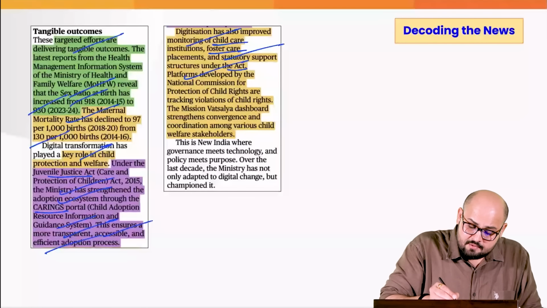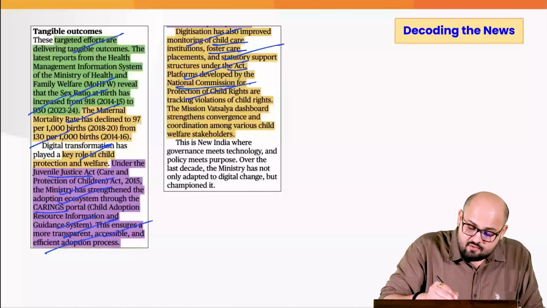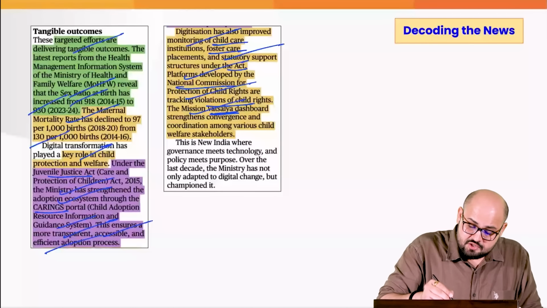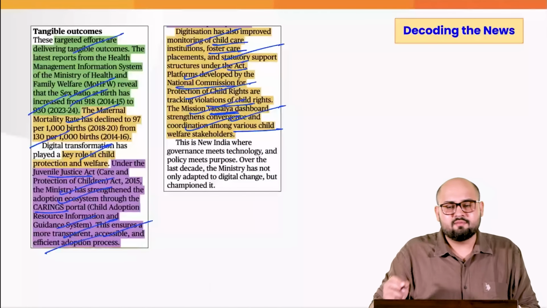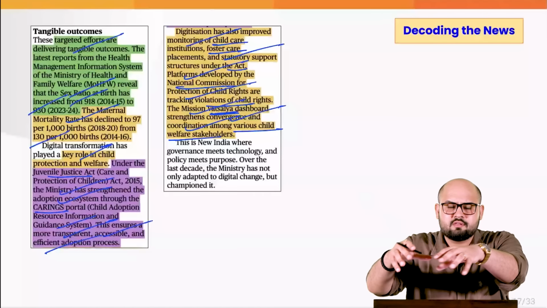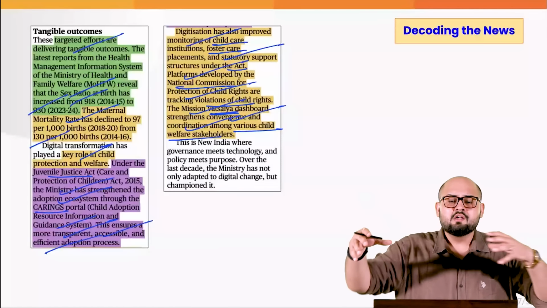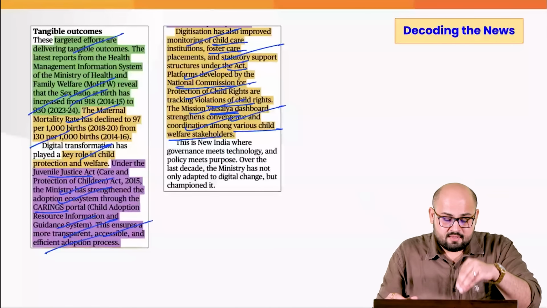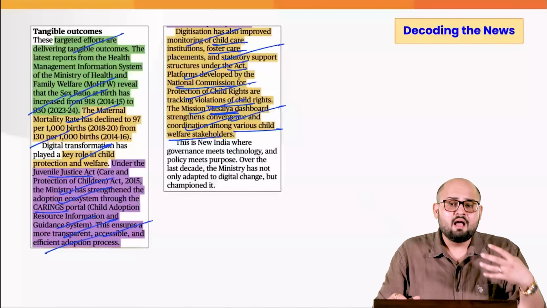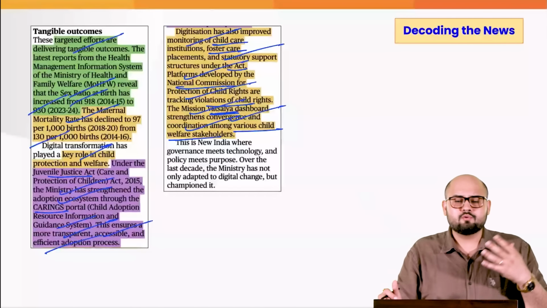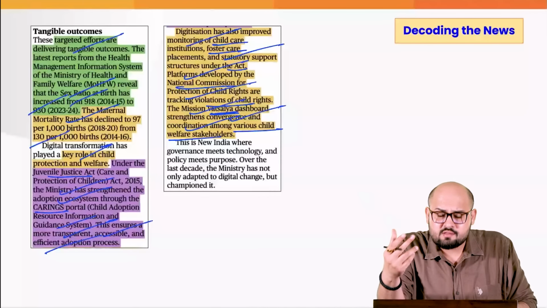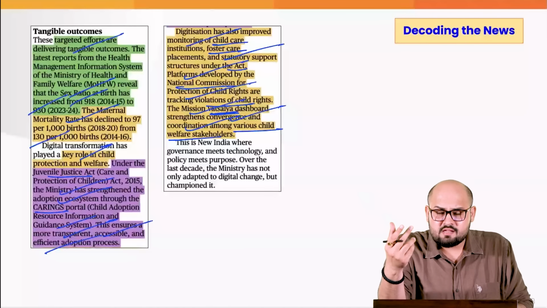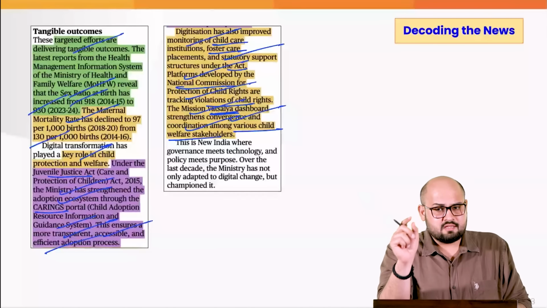Platforms developed by the National Commission for the Protection of Child Rights are tracking violations of child rights. The Mission Vatsalya dashboard, again an important mission, strengthens the convergence and coordination among various child welfare stakeholders. So there are different NGOs, there are state governments, there is the central government. So in order to have a proper stakeholder approach, Mission Vatsalya is becoming a very important player. That is how you have to understand that through digital infusion, there has been an increase in inclusiveness, last mile connectivity has increased, and there is also the aspect of transparency and accountability, right?